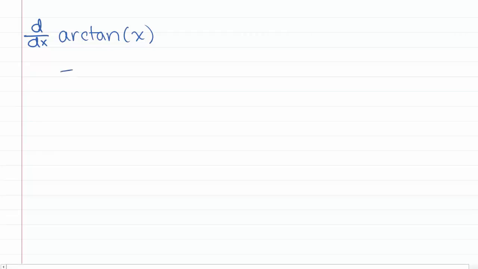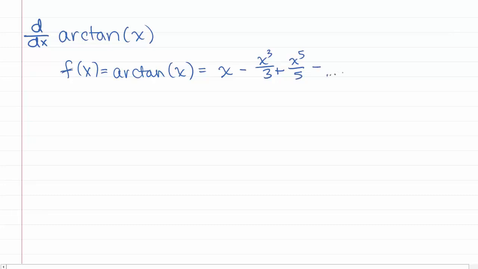Well, we know that f of x equal to arctan of x is equal to the power series x minus x cubed over 3 plus x to the 5th over 5 minus dot dot dot, which is the sum, k goes from 0 to infinity, of negative 1 to the k, x to the 2k plus 1, all over 2k plus 1. And that this is valid if the absolute value of x is less than or equal to 1. So x being greater than or equal to negative 1 and less than or equal to 1.